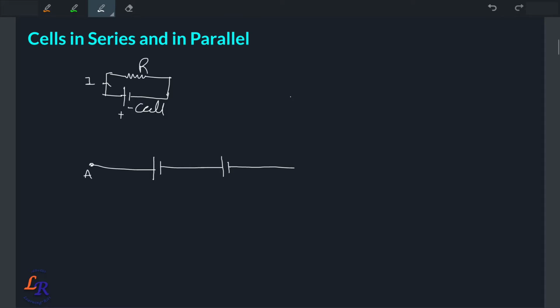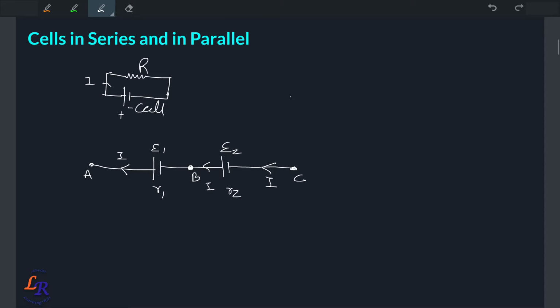So let's say this is your point A, and they are connected at point B here, and this is some point C, right? Let's say this is your cell 1, which has electromotive force epsilon 1 and internal resistance R1, and here epsilon 2 and R2, right? And as I said, the current flows from positive to negative, so the direction of the current would be this, right? Okay.